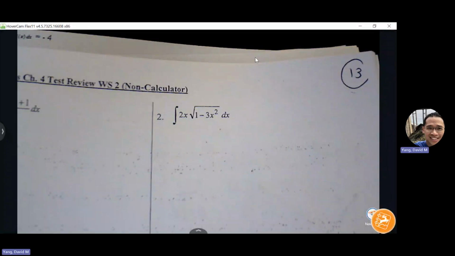Okay, so page 13. Let me point out what you can expect for the test, and also it'll line up with what you see up there on the board.